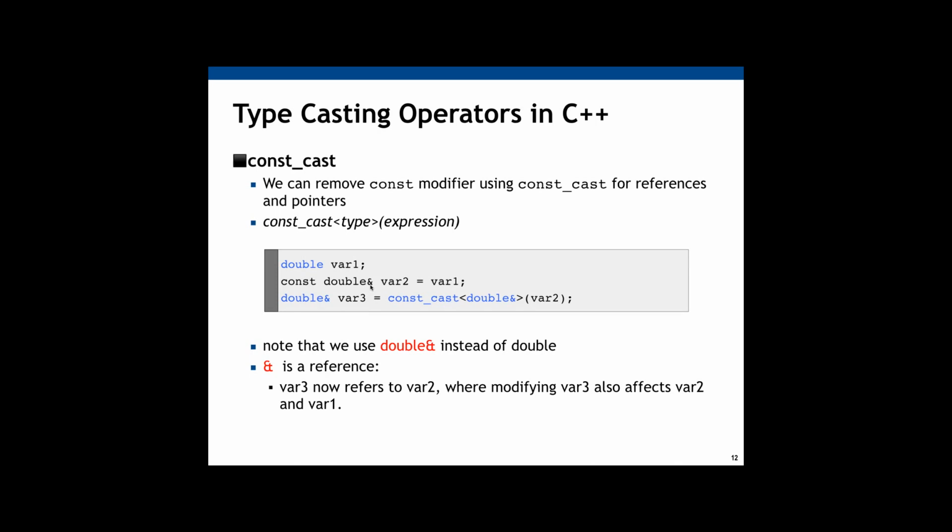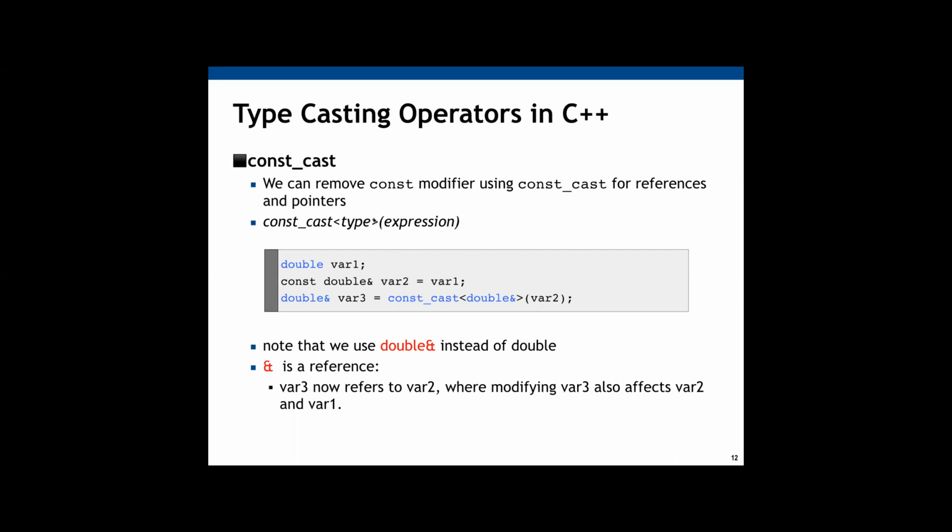So var2 is a reference type variable because of this ampersand. You can think of a reference variable as an alias, which is another name for an already existing variable. So here var2 is a reference type variable, which means it is an alias of the var1 variable. So if you change the value of var2, it affects var1 as well. So that's a very brief explanation of reference variables.